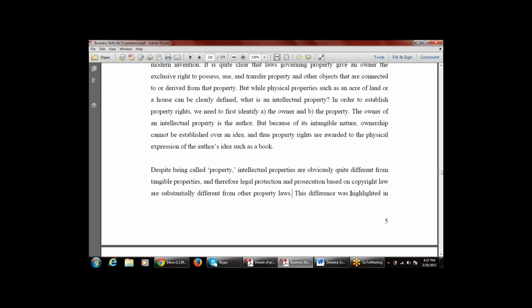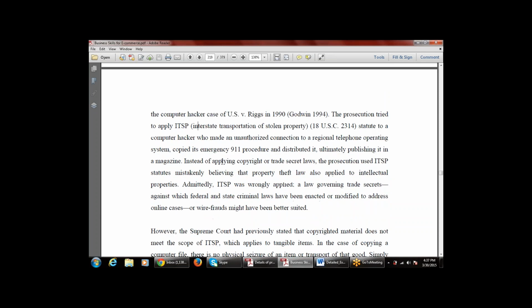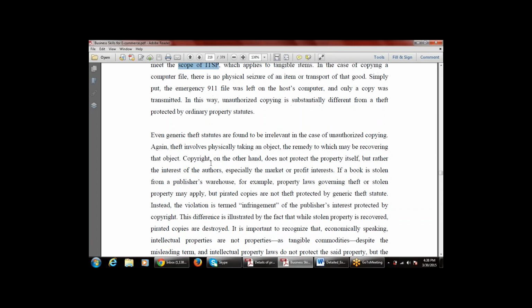This difference was highlighted in the computer hacker case of US v. Archies in 1990. The prosecution tried to apply ITSP, the Interstate Transportation of Stolen Property, related to the computer hacker. However, the Supreme Court had previously stated that copyright material does not meet the scope of ITSP. This is one of the important lines: copyright does not protect the property itself, but rather the interest of the author, especially the market or profit interest.